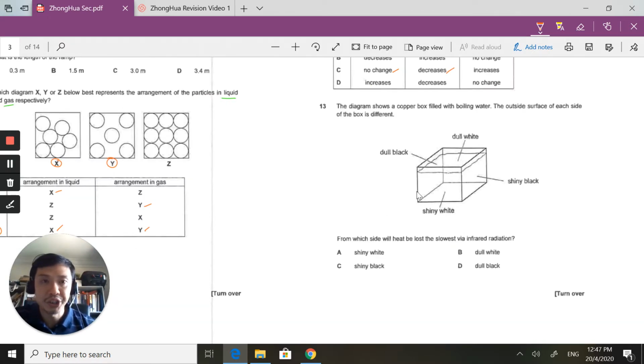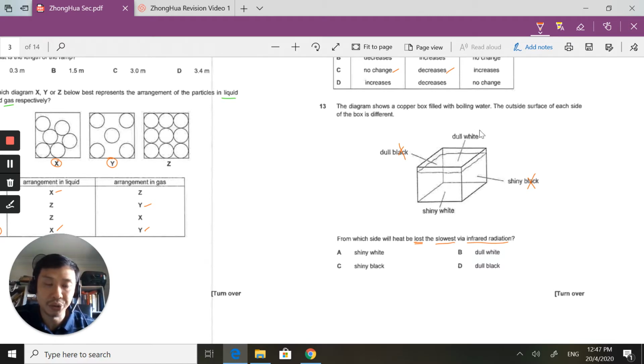Okay, next, question 13. I've got a boiling water container. The outer surface of each side is different. So I've got 1, 2, 3, 4 sides. Which side will have the slowest heat loss via infrared radiation? So I want a bad emitter of radiant heat. Black is out, because black is a good emitter. So I cancel off the blacks. So this 2 is out.